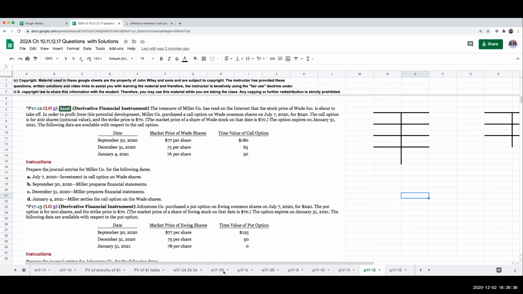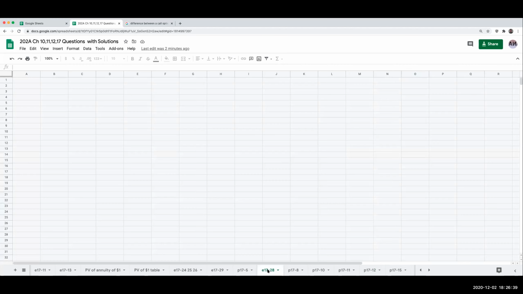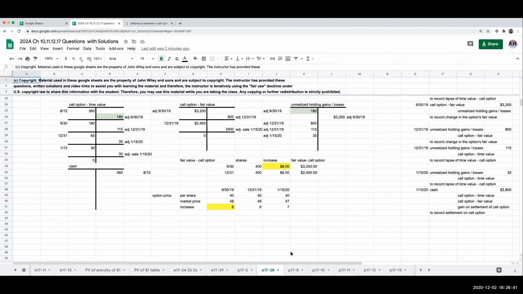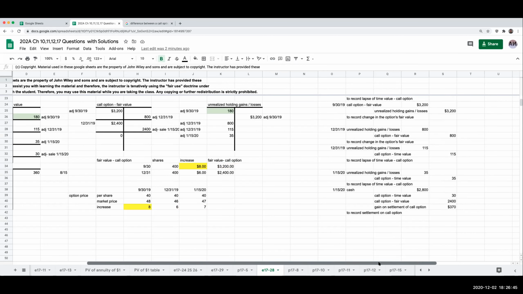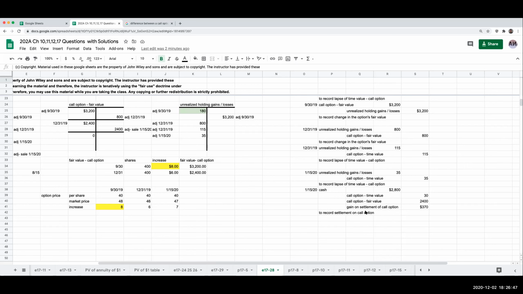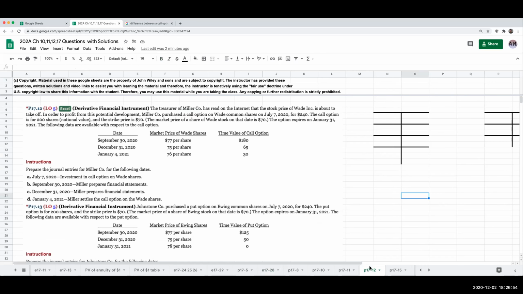Just as a word of note, I'm probably going to be doing this slightly differently than the way the solution in the textbook is done, and it really just has to do with this very end part over here. But we'll get to that in just a moment.